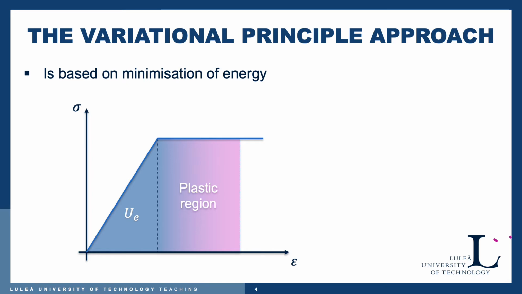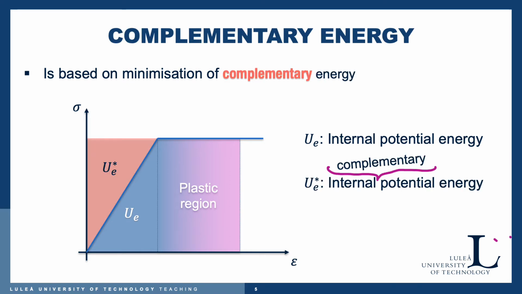This approach is based on the minimization of energy, and here we see the familiar strain-stress diagram for a linear elastic perfectly plastic material. And the UE here denotes the internal potential energy which can be obtained by integrating the stress curve from 0 to the point where the plastic flow starts. We can also view this problem in terms of the internal complementary potential energy, and we will soon see why. We note that, of course, the internal complementary energy and the internal energy are the same.